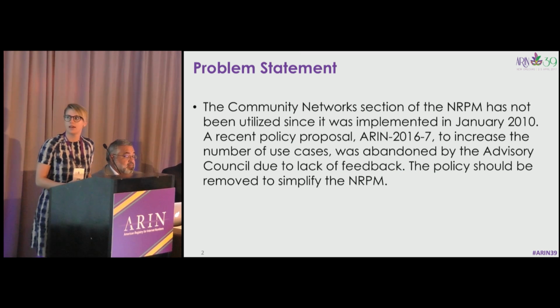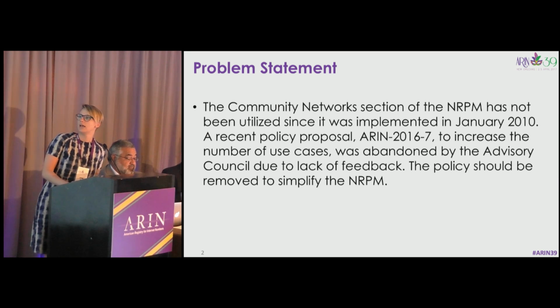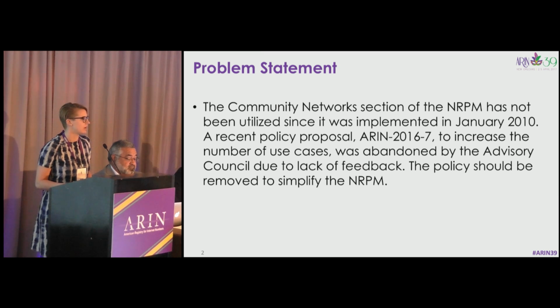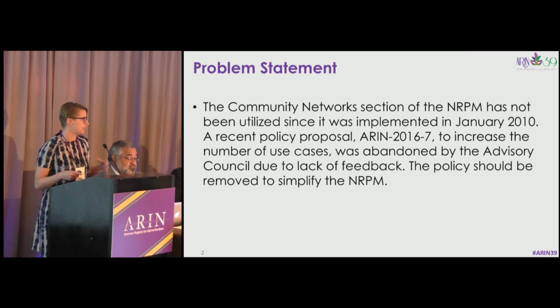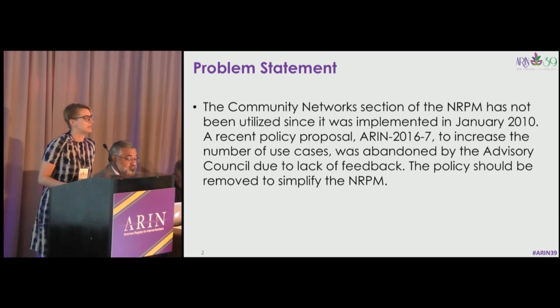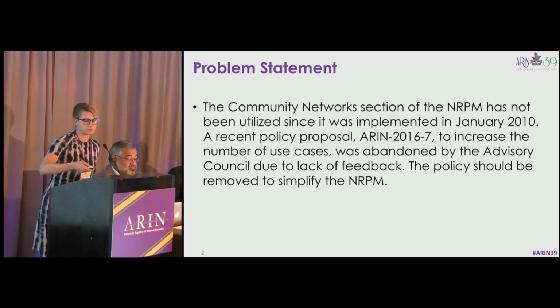So the problem statement: the community network section of the NRPM has not been utilized since its inception in 2010. There are special provisions for community networks in the NRPM, none of which have ever been put into practice. Last year, there was a policy proposal to expand the scope and loosen the requirements around what constitutes a community network. But the Advisory Council abandoned it because there was not enough feedback. We didn't have enough information to move forward with it. So this one came up this year.